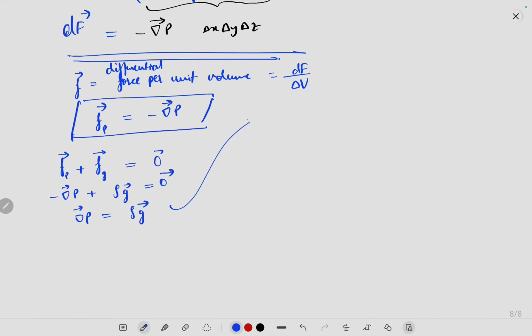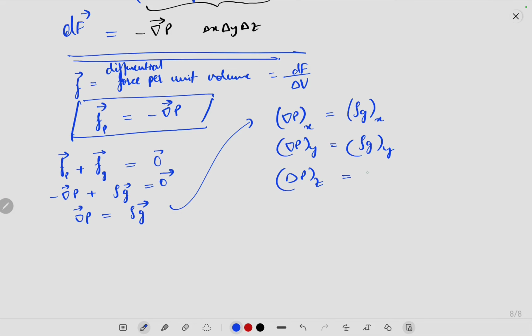Now writing this expression in terms of different coordinate axes, we get grad P in the x-axis equal to rho g in the x-axis, grad P in the y-axis equal to rho g in the y-axis, and grad P in the z direction equal to rho g in the z direction. Now g is not along x and g is not along y. So the component of g along the x-axis is 0, so this expression would become 0. Similarly, the component along the y-axis is 0, so this would become 0. And the component of g along the z-axis is minus g vector, so this would become minus rho g.